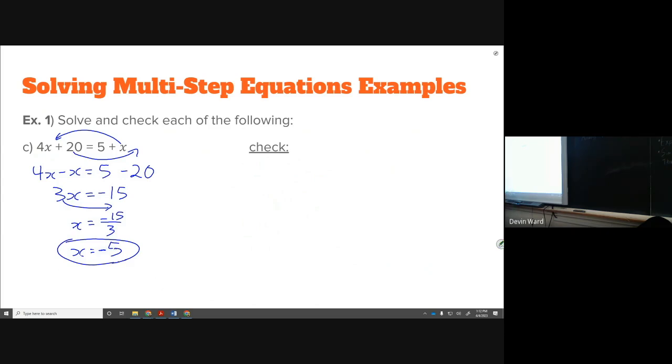Now, when I do my check, I'm going to have to do some solving for the left side and the right side of this one. Because my left side is equal to 4x plus 20. And my right side is equal to 5 plus x. Okay? So I'll have to sub in x into both of them.